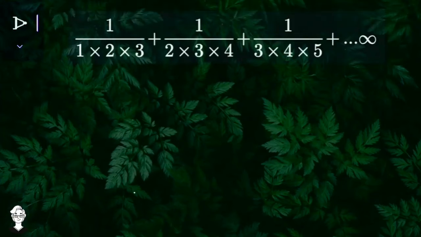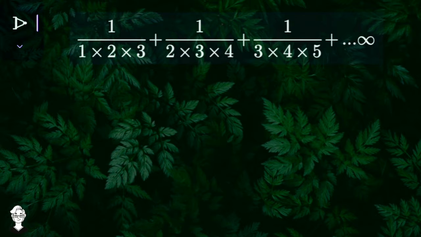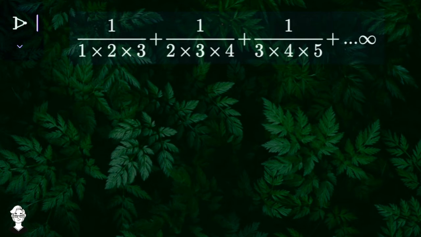Today we have a very beautiful series. The series says that if 1 upon 1 into 2 into 3 plus 1 upon 2 into 3 into 4 plus 1 upon 3 into 4 into 5 and so on up till infinity, what can be the possible value of this series? So this series has a very nice hidden beauty. So let us reveal that and the problem will be solved automatically.